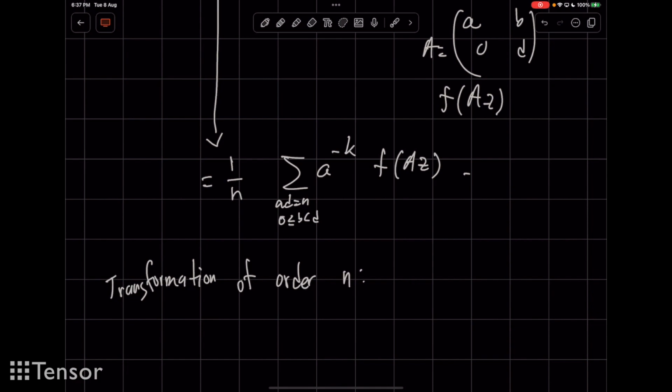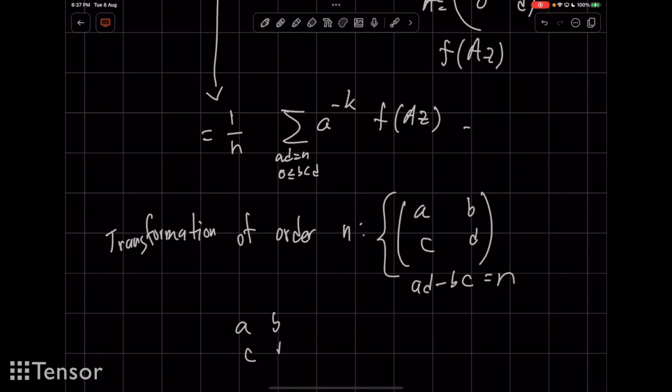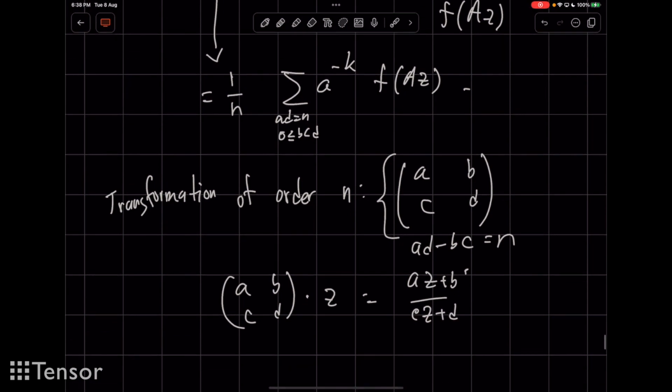Transformation of order n. What is that? If we have a 2 by 2 matrix with determinant 1, then we call that group SL2Z, right? But this time, let's say the determinant is n. Then this matrix takes z to (az plus b) over (cz plus d), right? So this is called a transformation of order n.